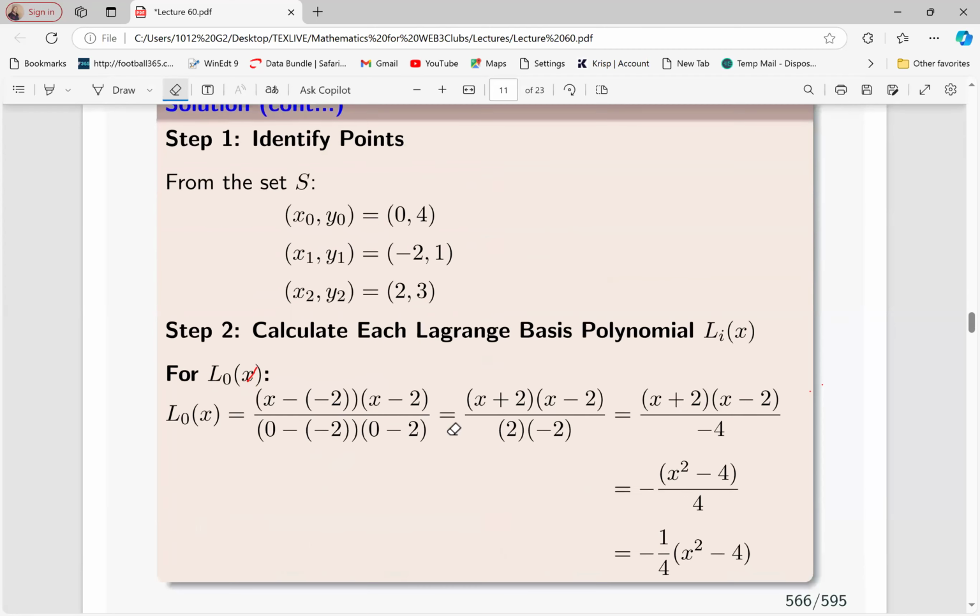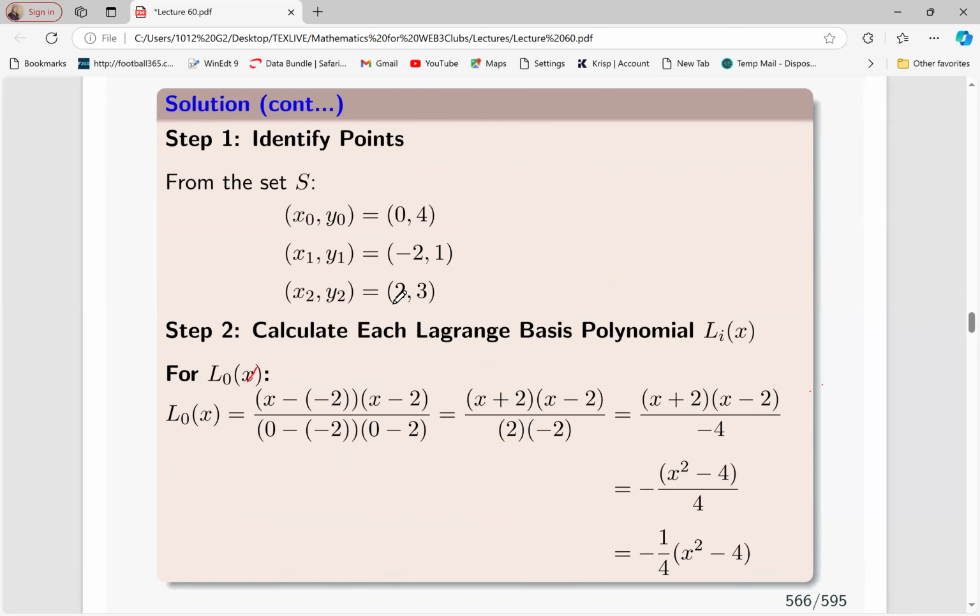Now, this is the points you've been given. The same procedure. We want to get L0. We're considering this point. This is the point you're considering. So x minus each of the remaining values of x. That's why you see I have x minus 2. Then x minus 2. The remaining values of x, this value and that value.